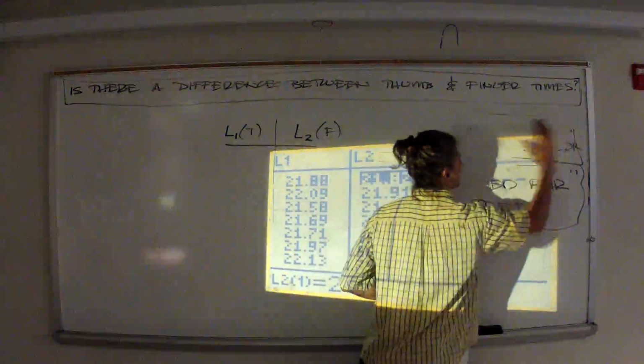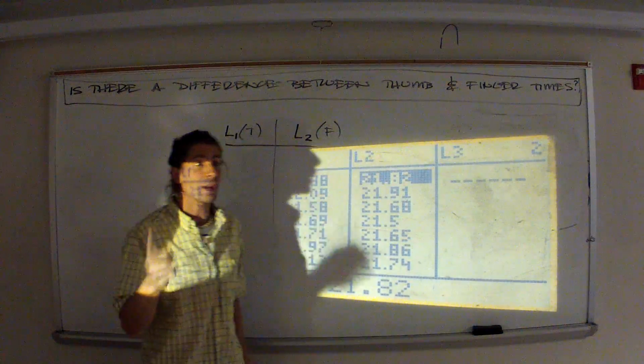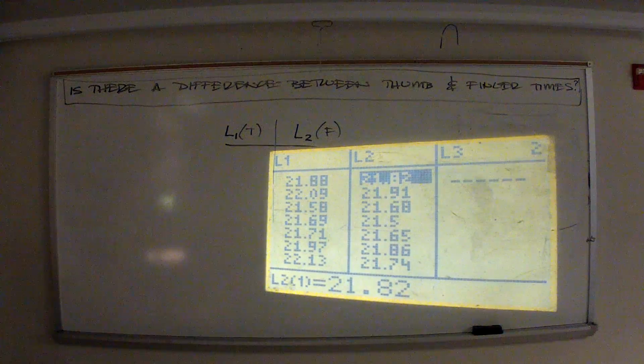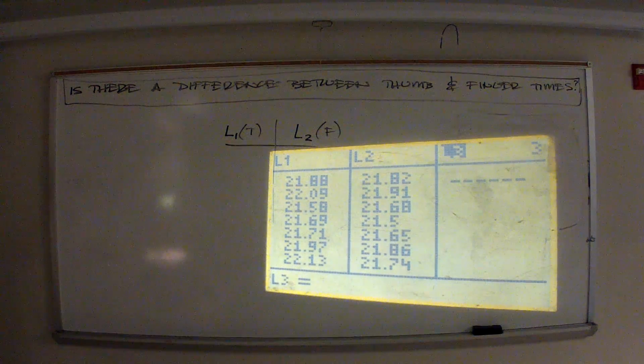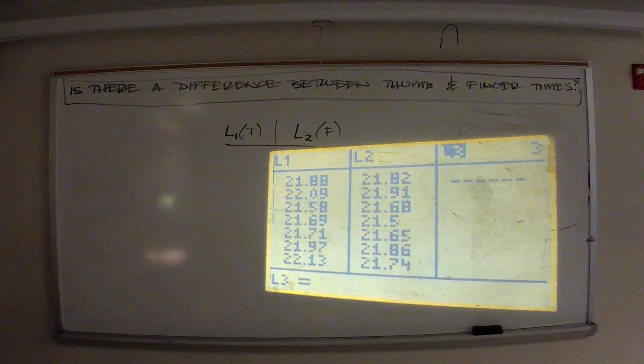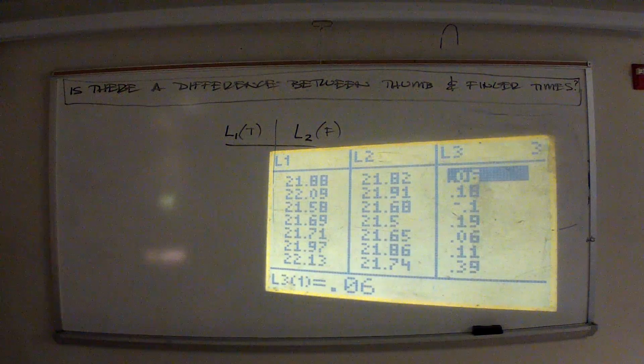So here's how we're going to do that. We are going to place the differences in L3. Put your blinker up on top of L3. We're going to use the TI like a spreadsheet. And here's what I want you to type into L3: L1 minus L2. And when you press enter, boom, those are your differences.